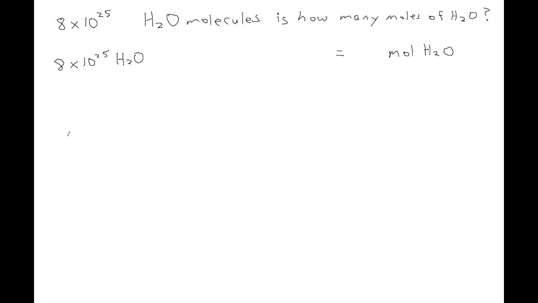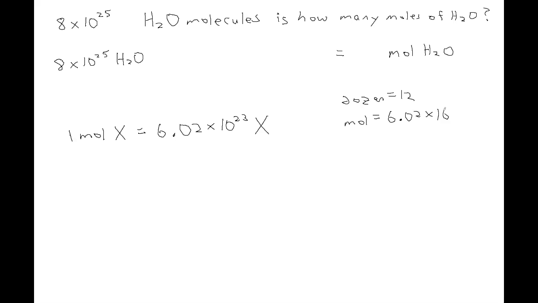So let me write that in a way that'll be more useful. The conversion ratio here is 1 mole of X is equal to 6.02 times 10 to the 23rd individual X. So basically, remember the word dozen means 12. The word mole means 6.02 times 10 to the 23rd. That's approximately what it equals. So just like the word dozen means 12, the word mole means 6.02 times 10 to the 23rd.